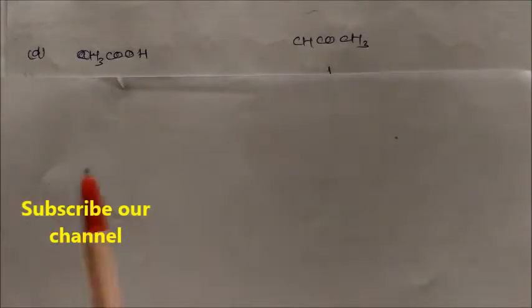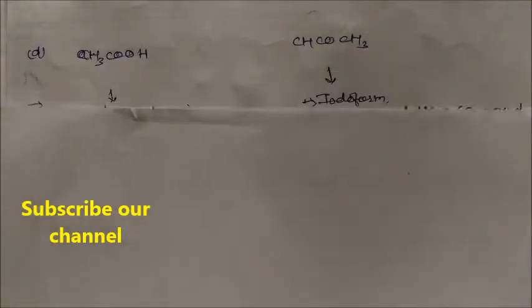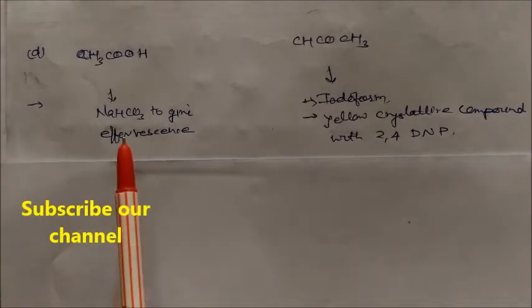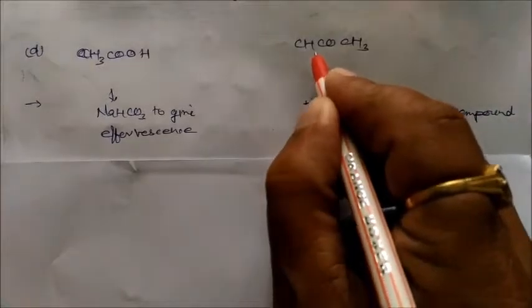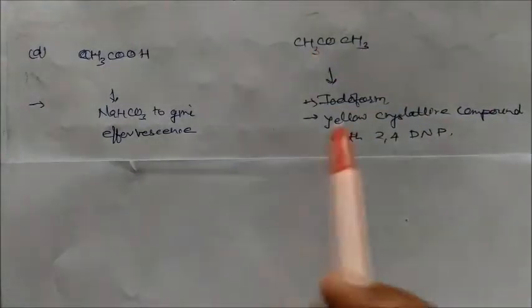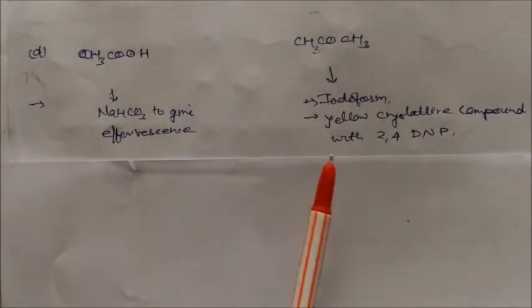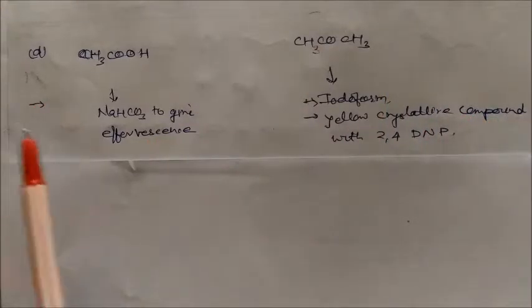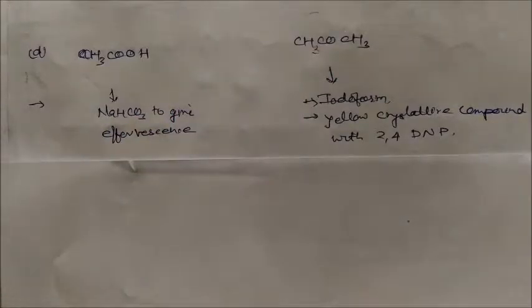Now, how will you identify acetic acid and acetone? They are different compounds. In case of acetic acid, if you use sodium bicarbonate, it will give CO2, and CO2 causes the effervescence. While acetone, CH3COCH3, can undergo the haloform test, which acetic acid cannot. It can also react with 2,4-DNP to form a yellow crystalline substance, in which acetic acid will fail. So these are the different tests to identify acetone and acetic acid.